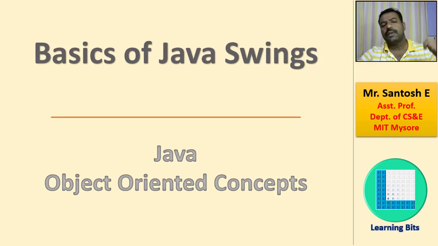Okay, welcome to this session, and in this session let us discuss the basics of Java Swing. It is somewhat an alternative for the Java AWT, and we'll see how exactly it is going to be an alternative for the AWT, the GUI application we were discussing in the previous sessions, where I was discussing Java and its object-oriented concepts.